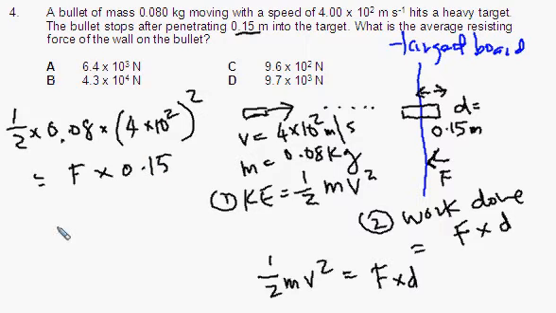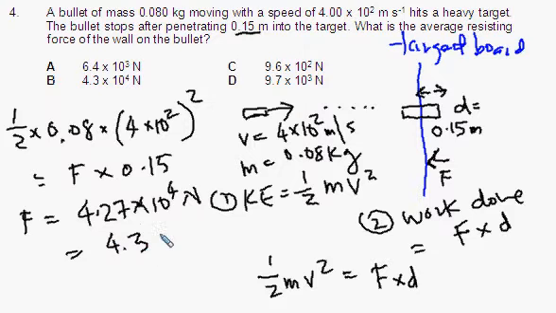I just do some calculation, press my calculator, and my final answer for F is 4.27 times 10 to the power 4 Newton. If I round up, the answer will be 4.3 times 10 to the power of 4 Newton. So in this case, the answer will be B.